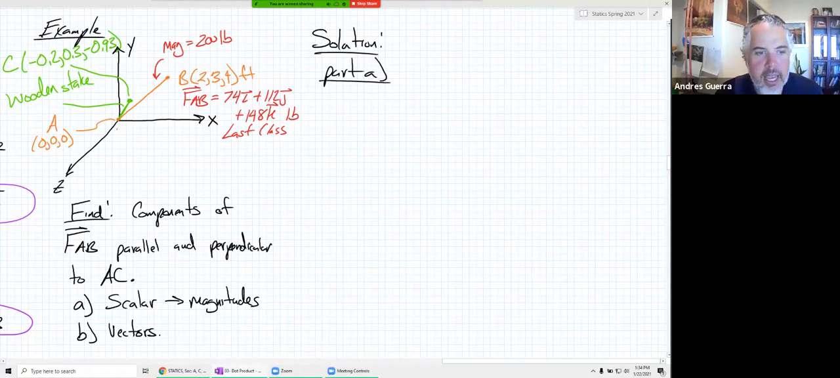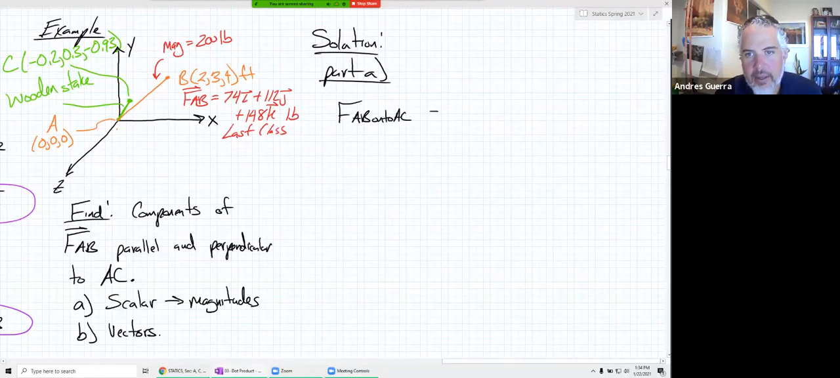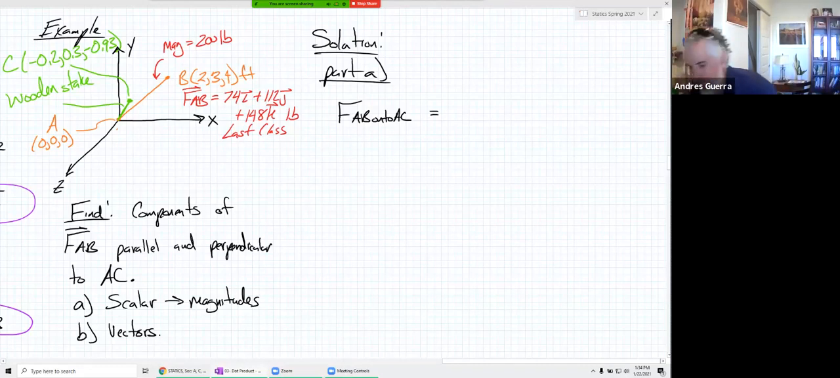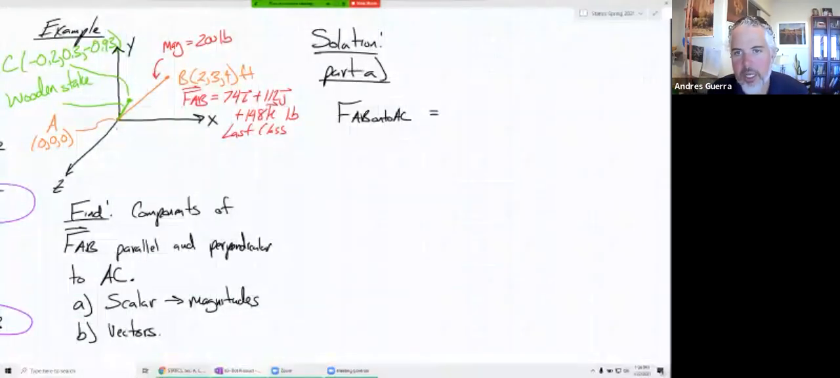So for part A, this is the scalar part. We want to find the projection of FAB onto AC. What do I need to write right there? Remember, we're always going to start with the dot product. It's got to be the dot product here.